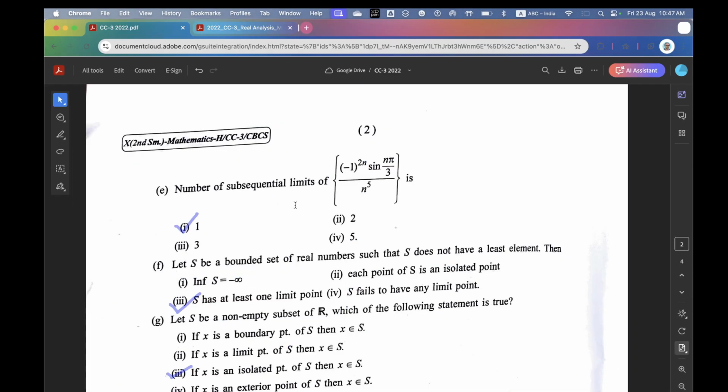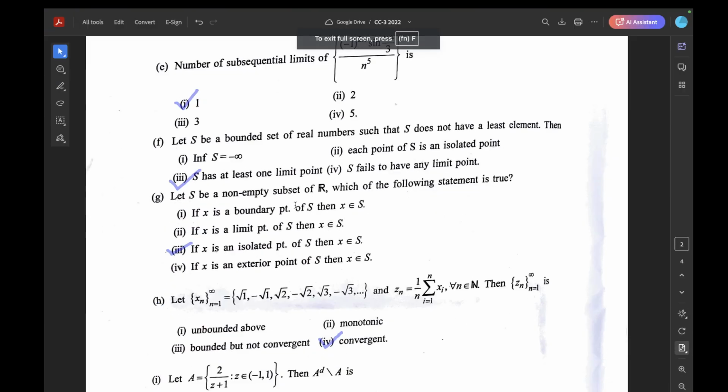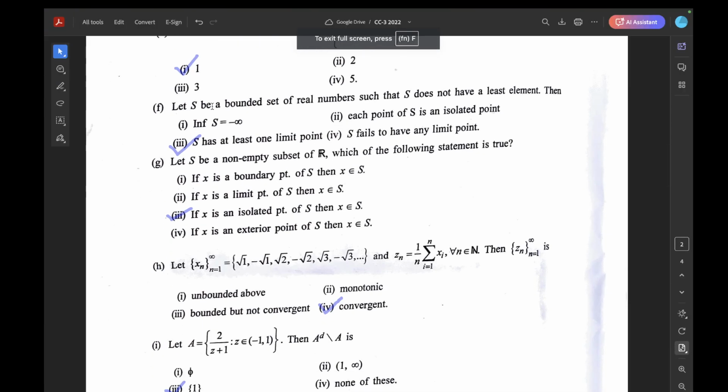Next question. Let S be a bounded set of real numbers such that S does not have a least element. Then the correct option is 3: S has at least one limit point. Bounded set of real numbers, S does not have a least element.